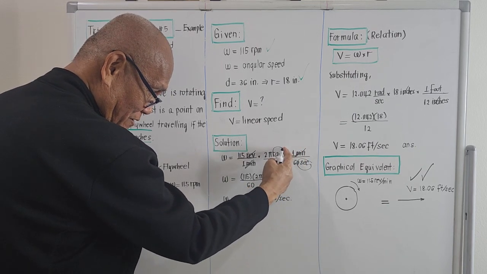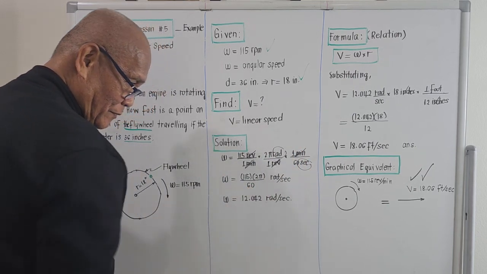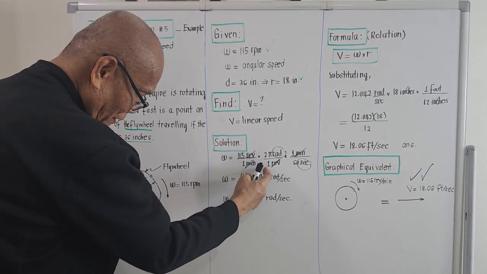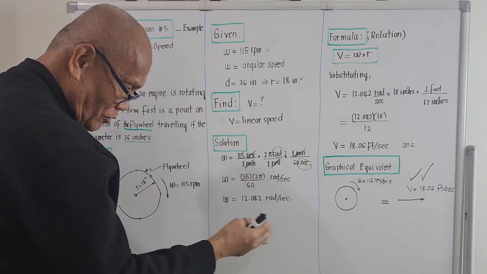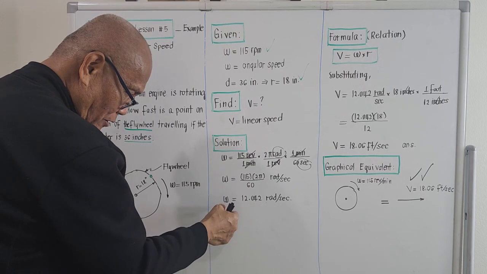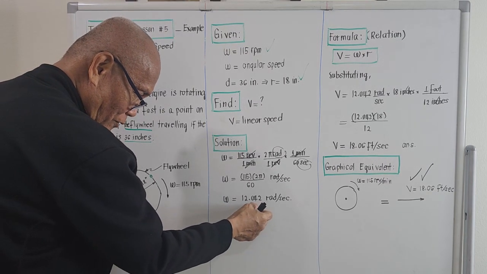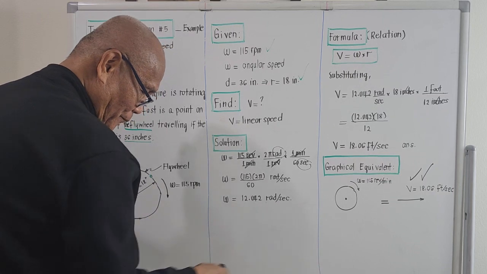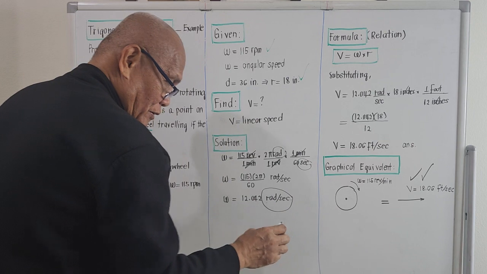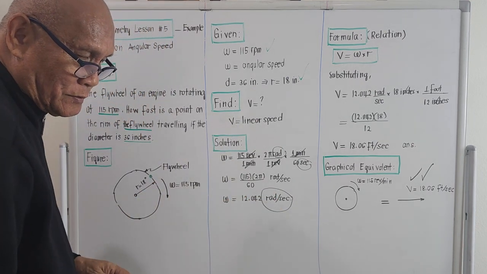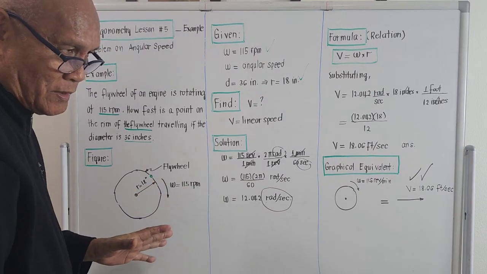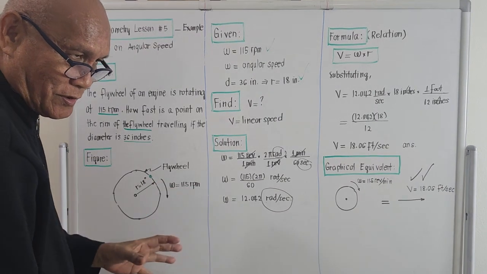radians per second. Taking the actual value, that will be 115 times 2 pi over 60. If we use our calculator, the angular speed, represented by the Greek letter omega, is 12.042 radians per second. It's a must that when we substitute omega, the unit should be radians per second. It will not be revolutions or degrees, that's a different thing. In the calculations, it's always radians.